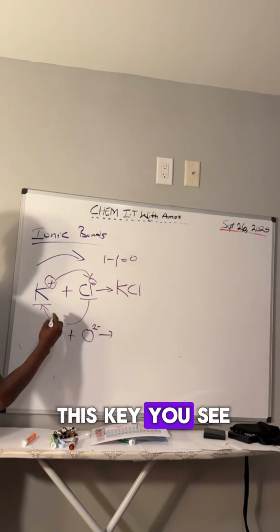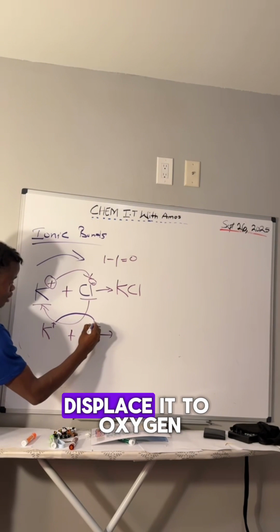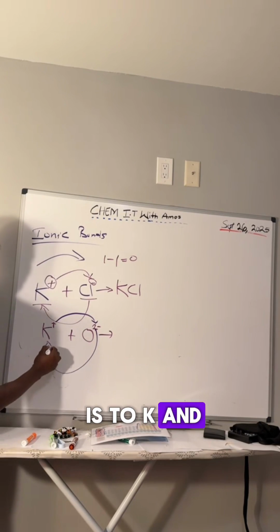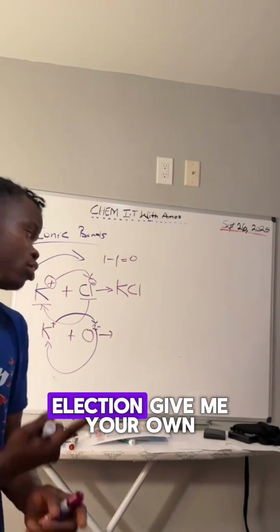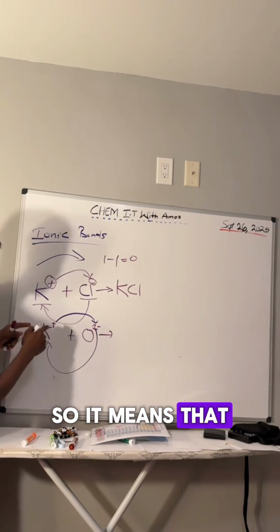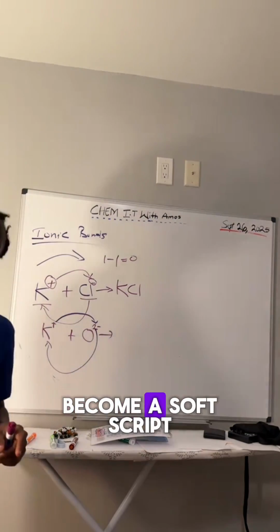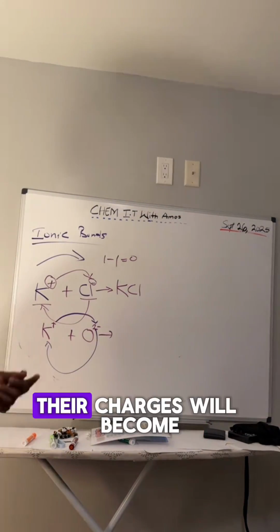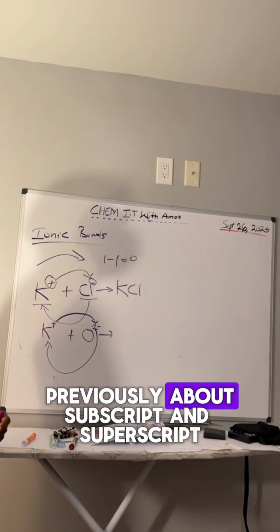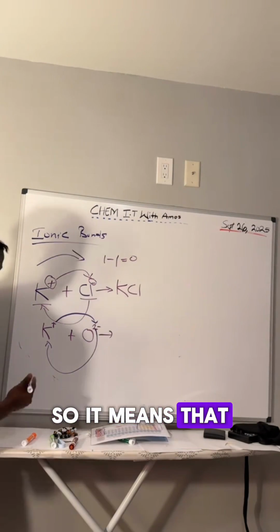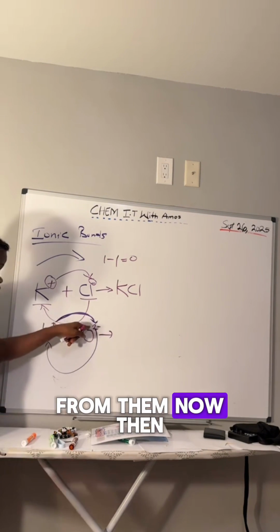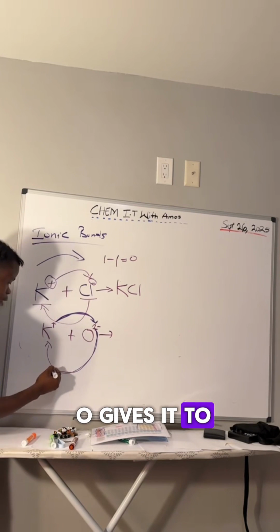So it means that this K, which is positive, gives to oxygen, and oxygen accepts. Then this -2 here, oxygen gives it to K and K accepts. They are transferring the electron: give me yours, I give you mine. After they have done that, the charges now become subscripts instead of superscripts. Their charges will become subscripts, not superscripts again, as I told you previously about subscript and superscript. So the plus here, K has given it to O, which accepts. Then O gives it to K, which accepts.